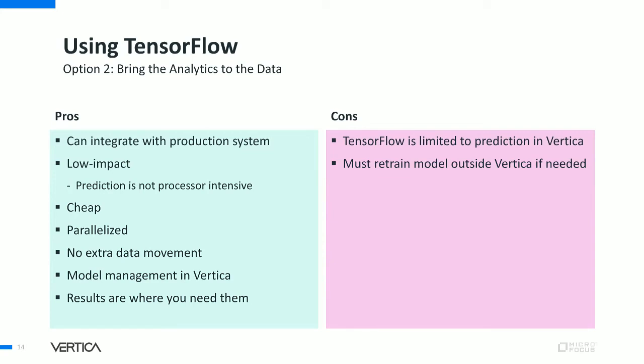You get to benefit from model management in Vertica, meaning if you import multiple TensorFlow models, you can keep track of their various attributes, when they were imported, etc. And the results are right where you need them, inside your production pipeline. So two cons are that TensorFlow is limited to just prediction inside Vertica. And if you want to retrain your model, you need to do that outside of Vertica and then re-import.